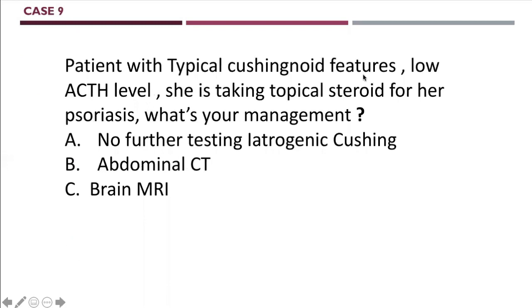Patient with typical cushingoid features and low ACTH level. She's taking topical steroids for her psoriasis. What's your management? No further testing, this is iatrogenic Cushing, abdominal CT scan, or brain MRI. Maybe A. Or B, abdominal CT.